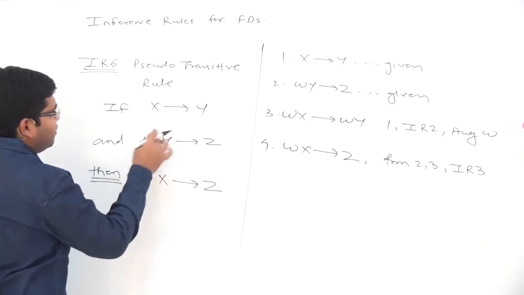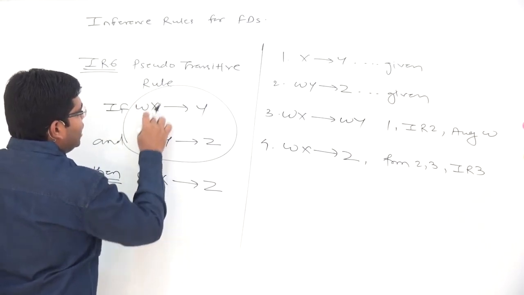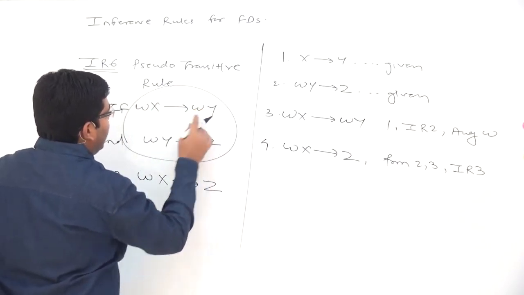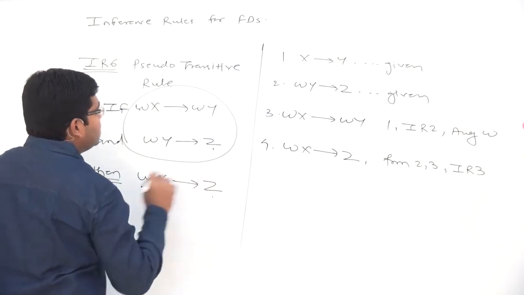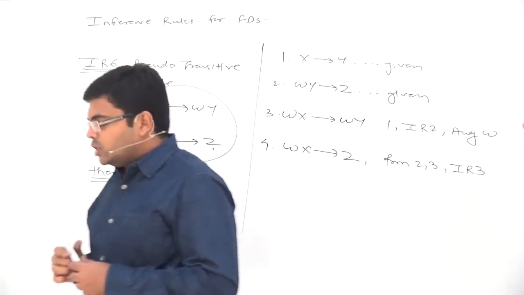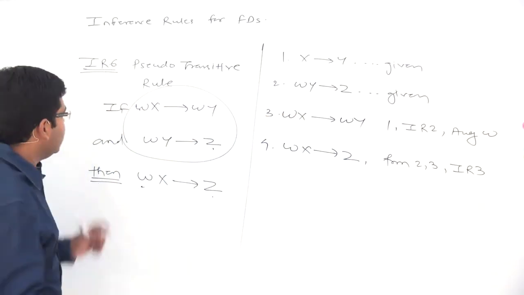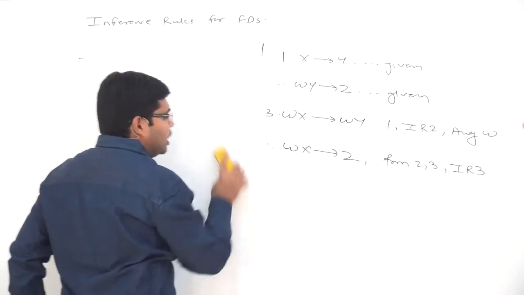And it is quite simple. Here also we can do it directly. You augment with w, wx will give wy and wy gives wz, and therefore wx will give z. It is called the pseudo transitive rule. Okay, so these are the 6 rules of inference. You need to remember them very well. I will summarize them once.